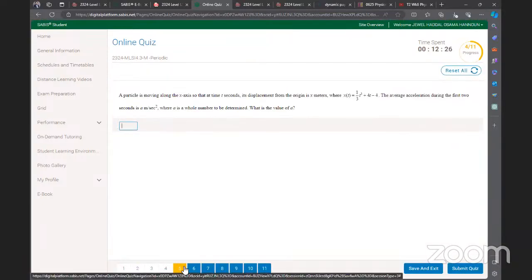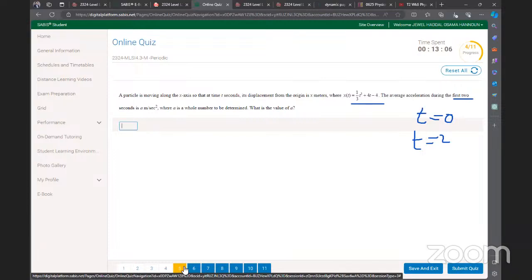A particle moving, so yeah, the average acceleration during the first 2 seconds. I need you to focus on this. There is a big difference when I tell you the acceleration at t equal to, and when I tell you the average acceleration during the first 2 seconds. What does it mean, the average acceleration in the first 2 seconds? It means from t equals 0 until t equals 2. That's the first thing.